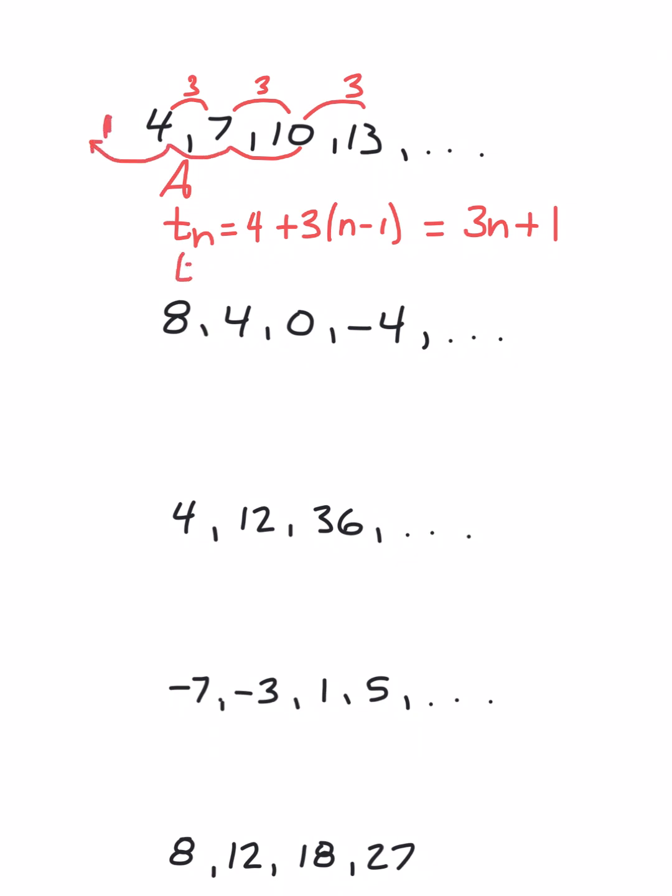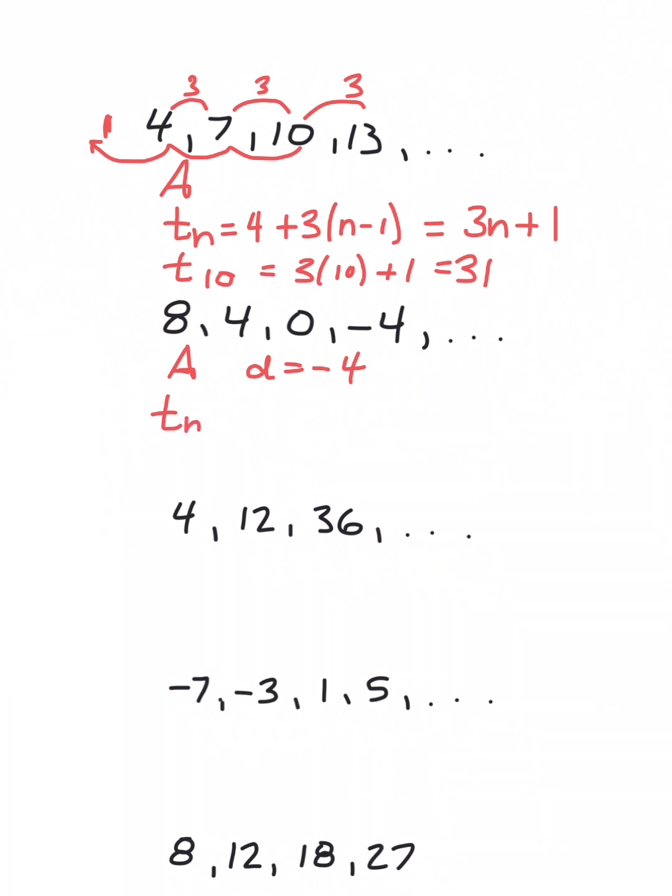And then therefore, finding the 10th term in this case, we would put 10 in for n. We'd have 3 times 10 plus 1, which is 31. The next one's also arithmetic. You can see the common difference here would be negative 4. We're going down by 4 each time.